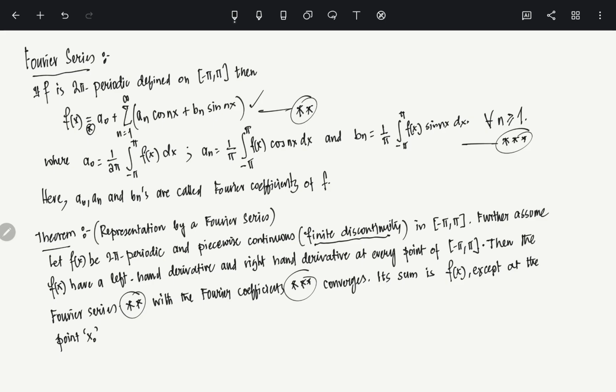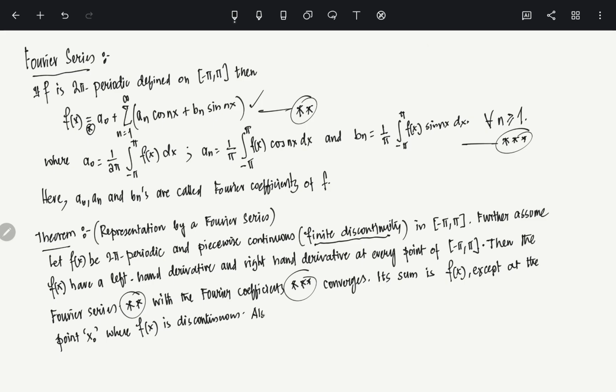where f of x is discontinuous. Clear? So essentially what am I saying? Wherever f is continuous, the sum is f of x. Let's say x is a point where f is continuous, so f of x is the sum. Let's say there is a point x naught where it is not continuous, then the sum is given by the average of the left and right hand limits.